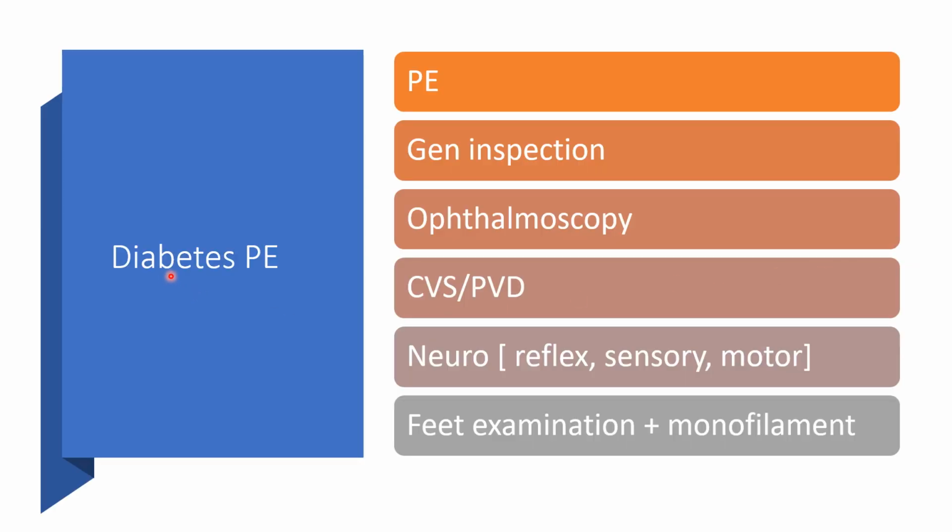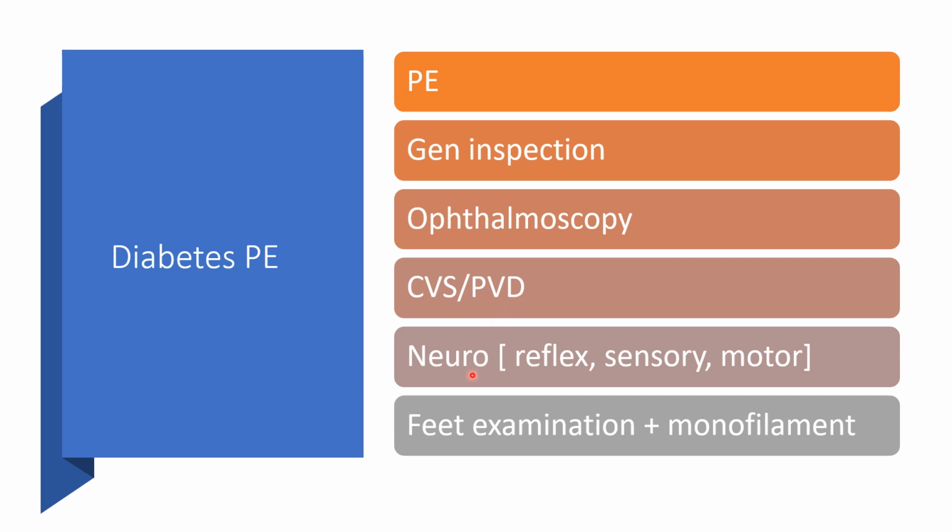Now, we've gone through the history. Now we want to do physical examination. Okay, general inspection, head to toe, and ophthalmoscopy. Remember, we'll be checking vision. There are stages of distortions to your sight from diabetes, the same like hypertension, okay? We will inspect, check everything about cardiovascular system, about peripheral vascular disease.